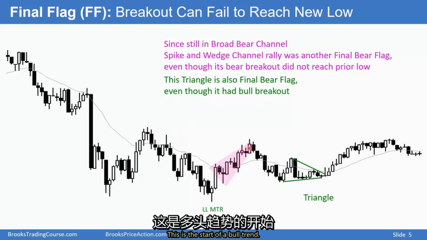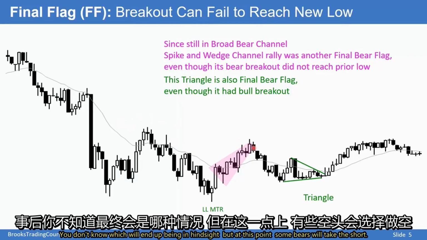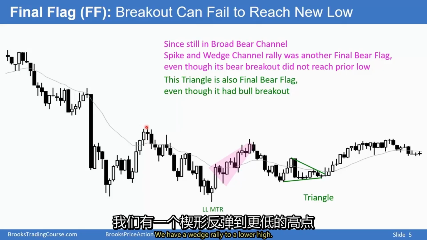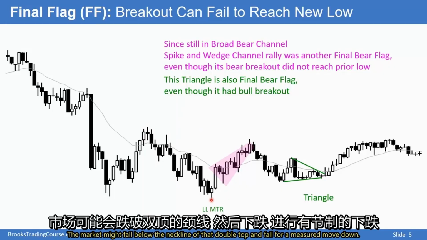This is the start of a bull trend. It's also a leg in a trading range, and it's also a bear flag. You don't know which will end up being in hindsight, but at this point, some bears will take the short. We have a wedge rally to a lower high. They'll take a chance that this is a broad bear channel and that this is a big double top. The market might fall below the neckline of that double top and fall for a measured move down.